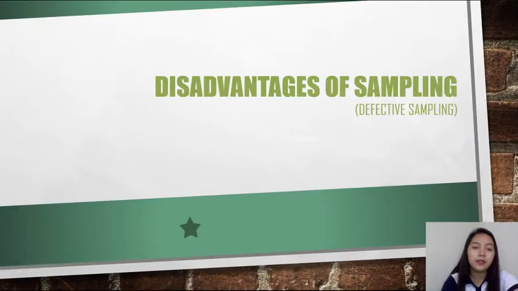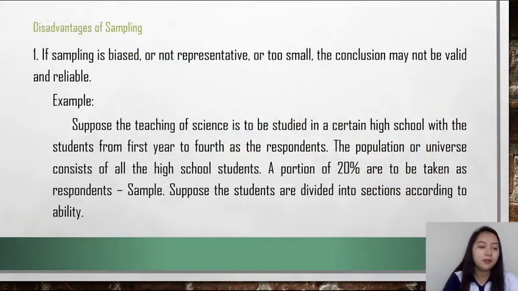Let's move on to the disadvantages of sampling, or defective sampling. The first disadvantage of sampling is that if sampling is biased, or not representative, or too small, the conclusion may not be valid and reliable.